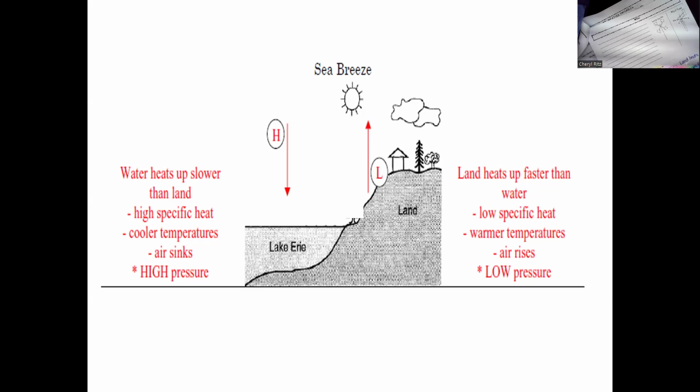Now, which way will the wind blow in this scenario? Wind always blows from high to low. So it's going to go this way. So add your wind arrow. So during the day at the beach, we're always going to have wind blowing from the water towards the land. That's why this is called a sea breeze. Now, in this case, this is a lake breeze. You can still call it a sea breeze, but it's going to be blowing from the water to the land.